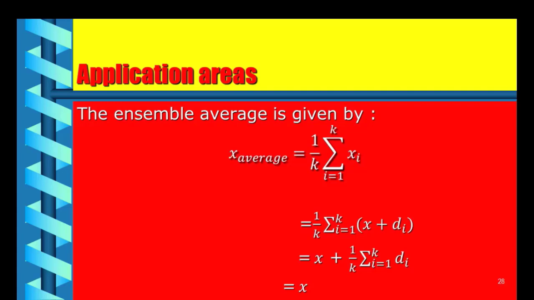The average data vector, called the ensemble average, obtained after k measurements, is given by: ensemble average equals 1 over k summation i from 1 up to k of Xi, which is equal to 1 over k summation i from 1 up to k of the uncorrupted data vector plus the noise vector. This equals the uncorrupted data vector itself plus 1 over k summation i from 1 up to k of the noise vector. For large values of k, the second term goes to 0, and the ensemble average equals the uncorrupted data vector.